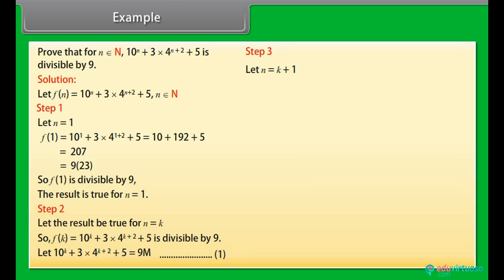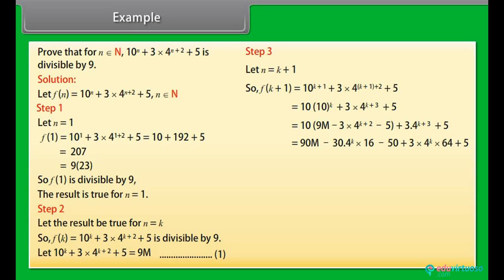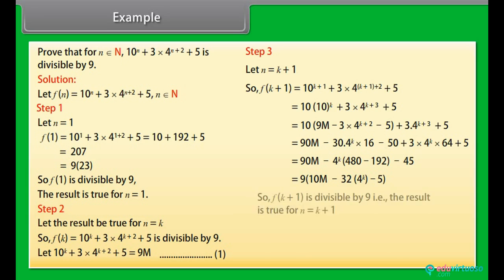Step 3. Let n is equal to k plus 1. So, f of k plus 1 is equal to 10 raised to power k plus 1 plus 3 into 4 raised to power k plus 1 plus 2 plus 5. By calculating it, we get f of k plus 1 is equal to 9 into 10m minus 32 into 4 raised to power k minus 5. So, f of k plus 1 is divisible by 9, that is, the result is true for n is equal to k plus 1.